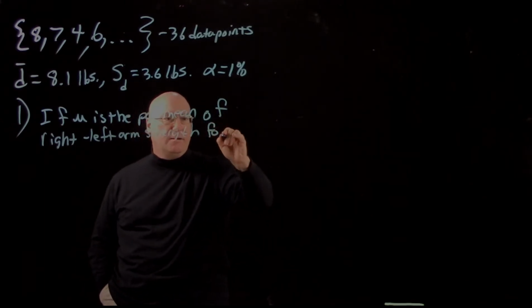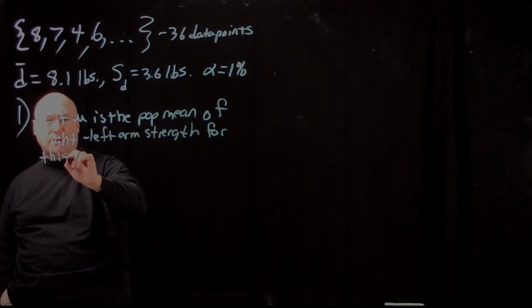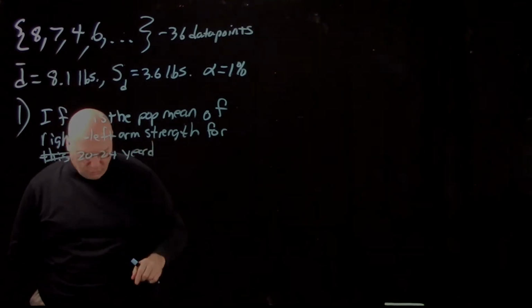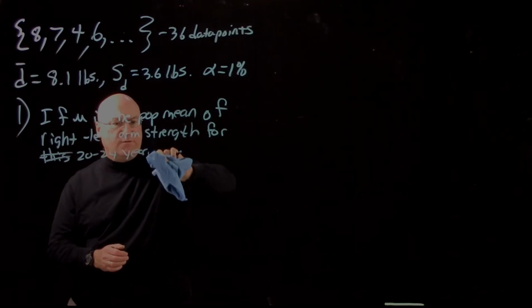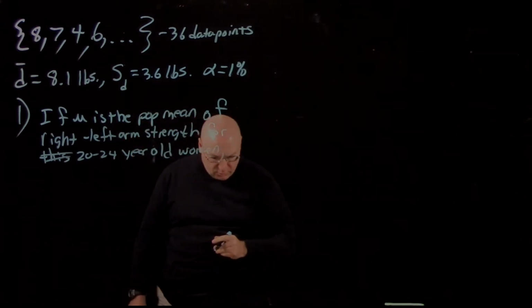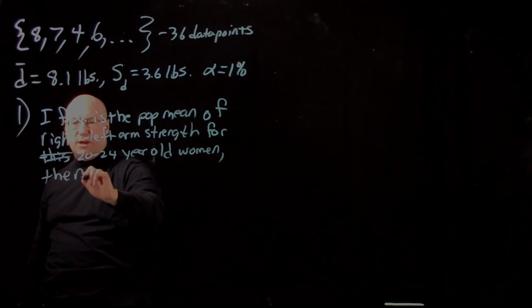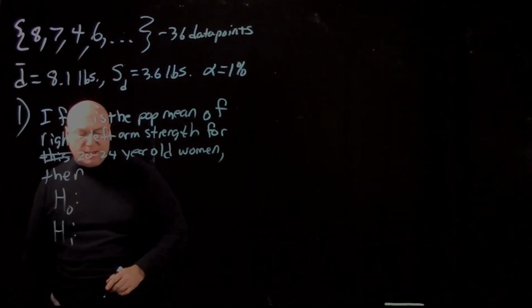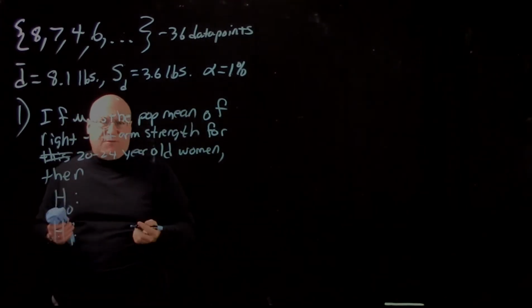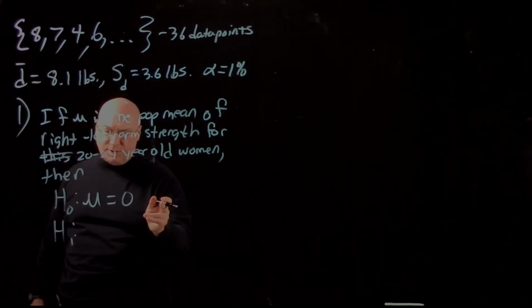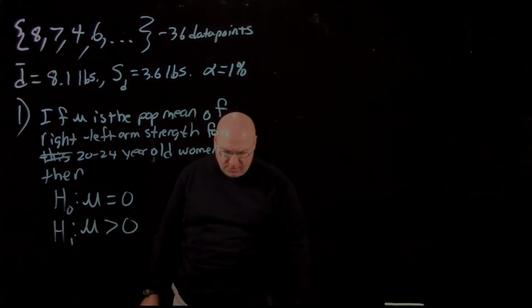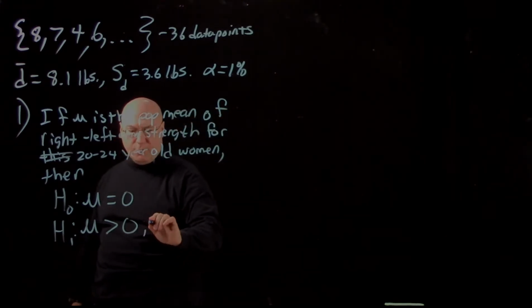For this group of women, 20 to 24-year-old women, then the two hypotheses are, if we want to make the claim that on average they're stronger in their right arm, then the null hypothesis is that this mean difference, right minus left, is 0 pounds. And H1, the claim we're making, is that mu is greater than 0. So it's a right-tailed test.